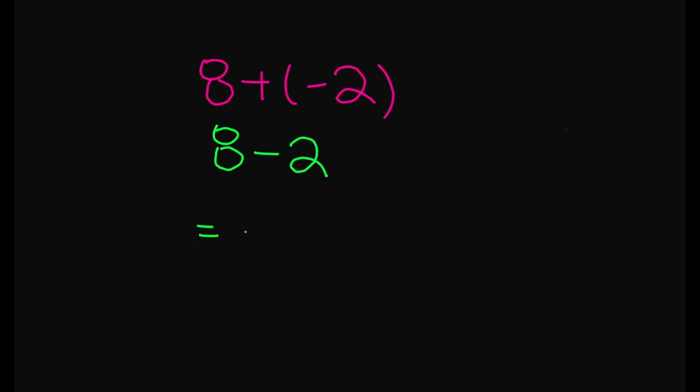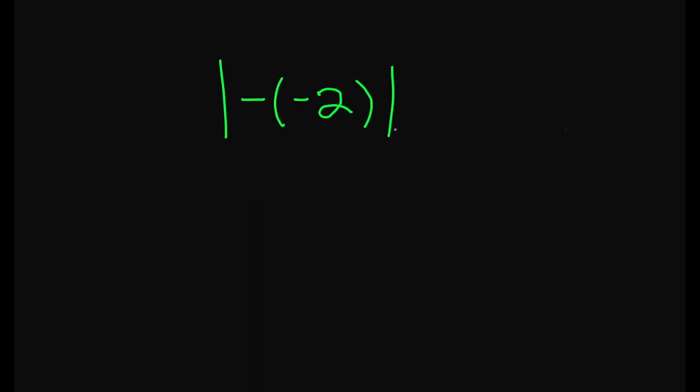What about if you have 8 plus negative 2? By looking at this example, you're going to get 8 minus 2, and 8 minus 2 is going to be a positive 6. So your final answer here is 6. And what if you had something like this? Notice here, these two negatives are going to turn positive. So you're going to get the absolute value of 2. And your final answer here is just going to be 2.